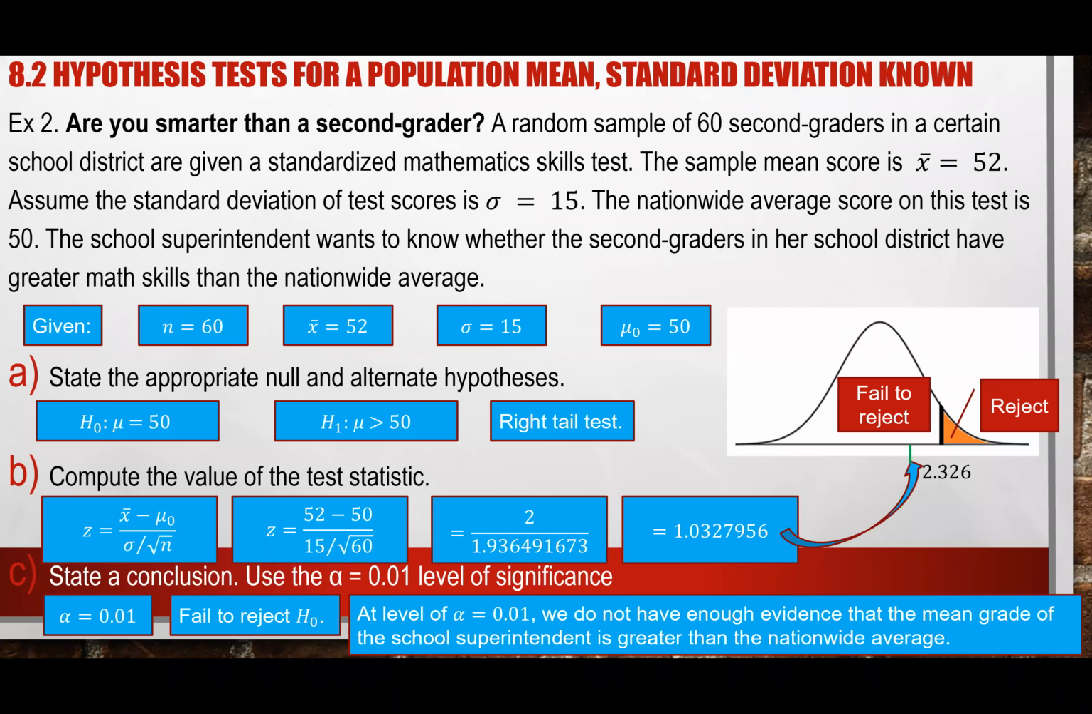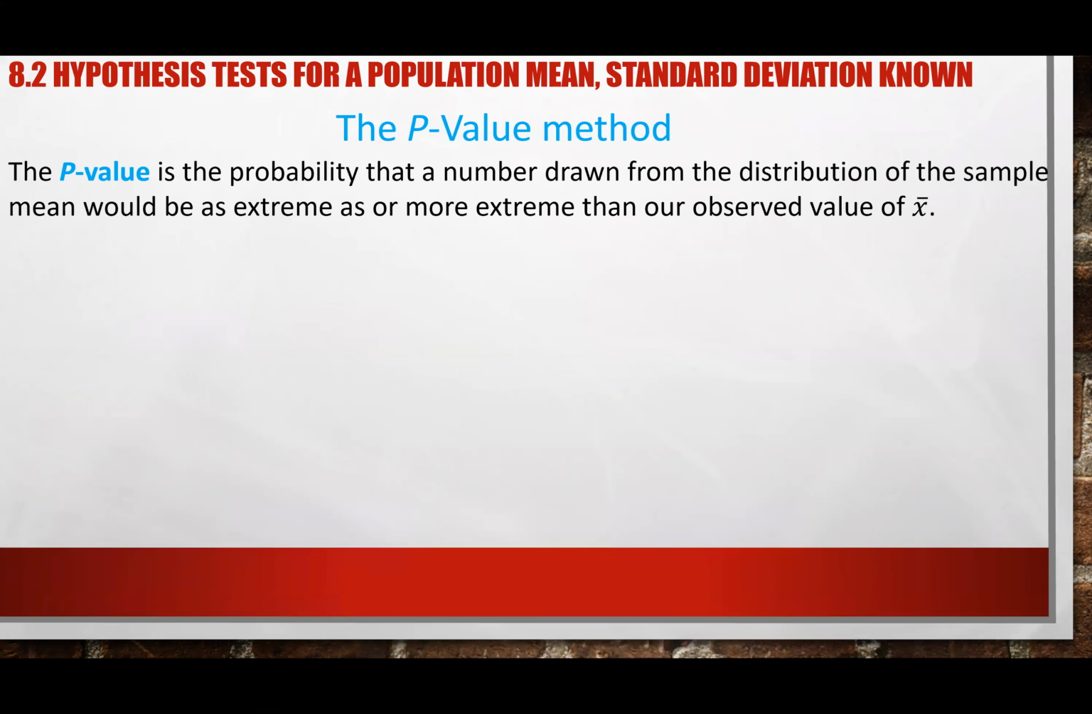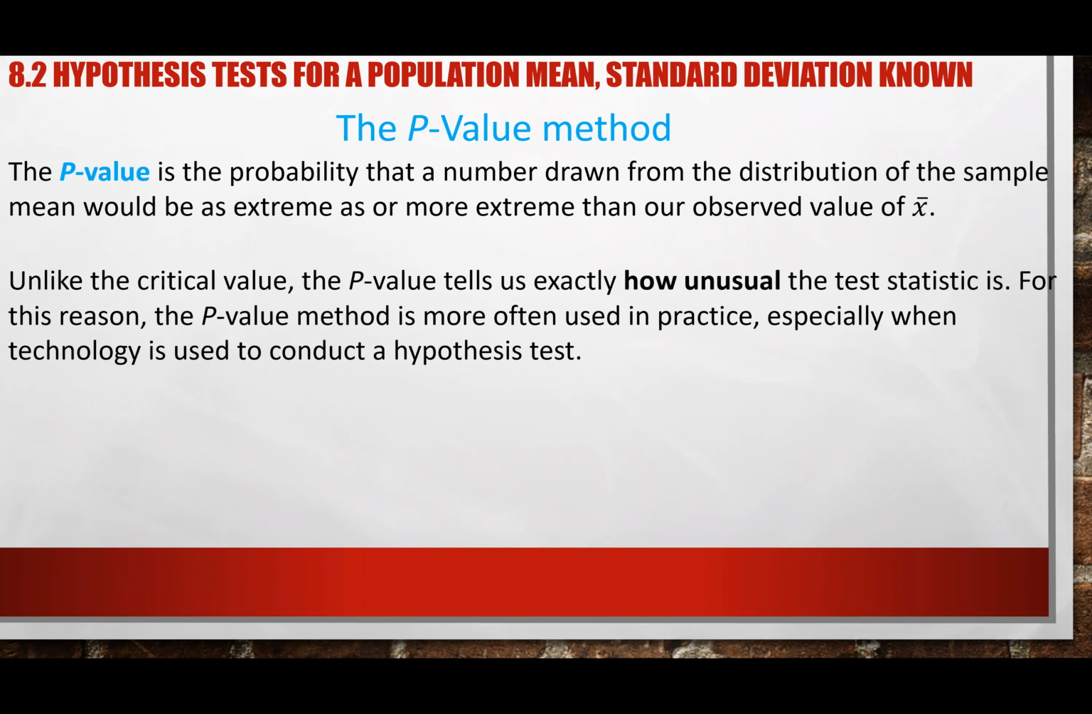Now let's take a look at another method. Another way to do this hypothesis test is called the p-value method. The p-value method is basically you try to find a probability that h sub 0 does not occur. Meaning if you select an item and that item does not belong to the h sub 0, the null hypothesis.